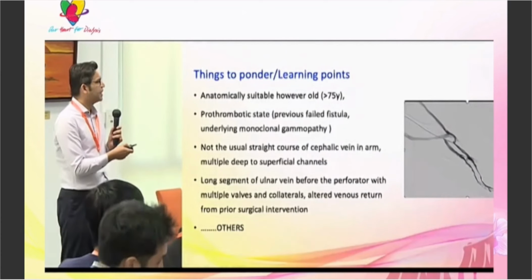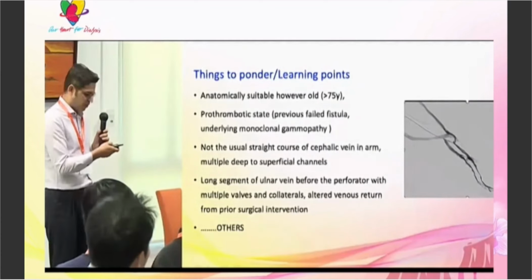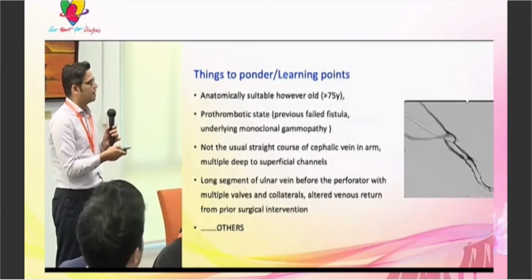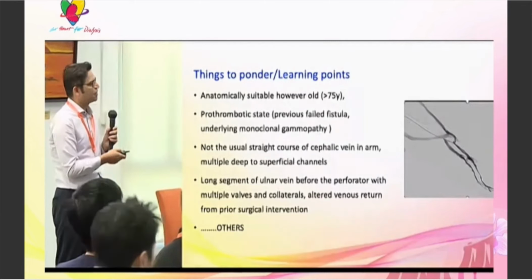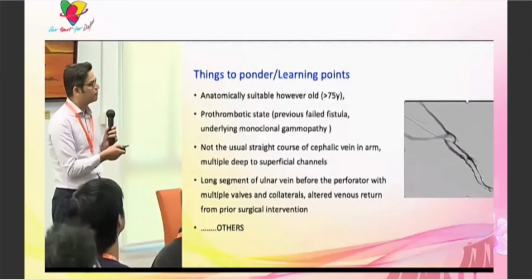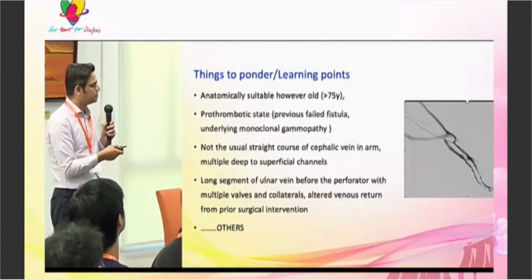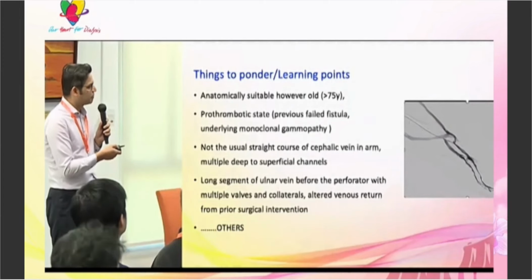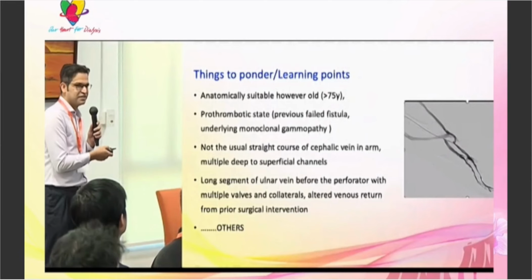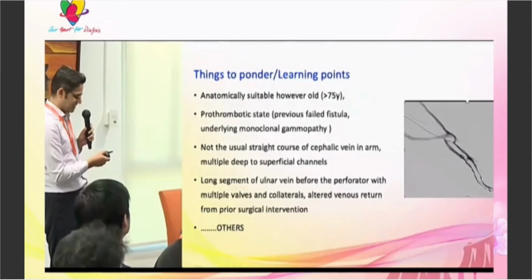And I think previous speakers have already touched upon that there are always these tiny multiple channels between the vena comitantes which keep on diverting the flow. So there was never a good amount of blood returning into the cephalic vein. And I guess there are various other reasons we can find. So let's discuss that.